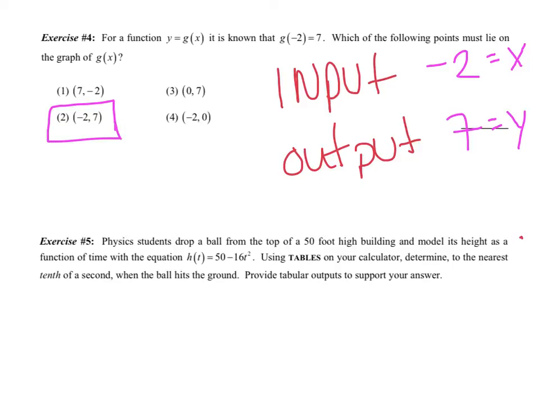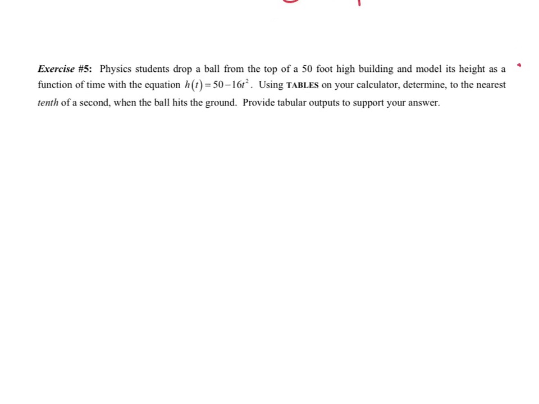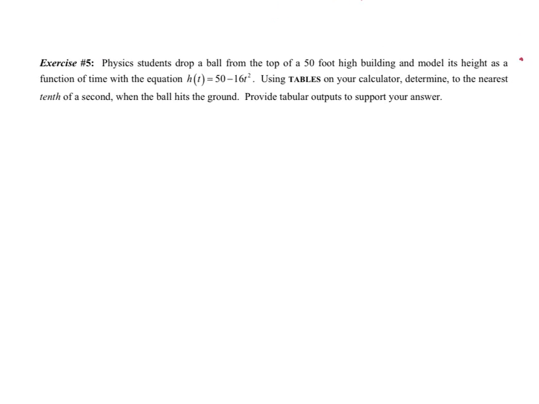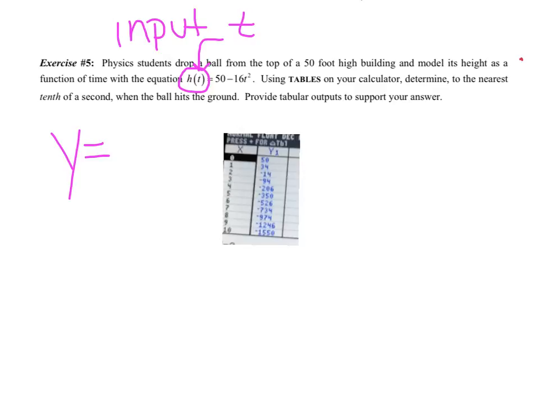Alright, lastly, physics students drop a ball from the top of a 50-foot high building, and the model is shown as a function of time here. So using tables on your calculator, determine to the nearest tenth of a second when the ball hits the ground. So the first thing we want to do is hit that y equals button. Remember, h of t is just function notation for y equals. Our input is the time values, because that's what they're putting in, and we get out the height of the ball. So go ahead and grab that calculator, type that into y equals.